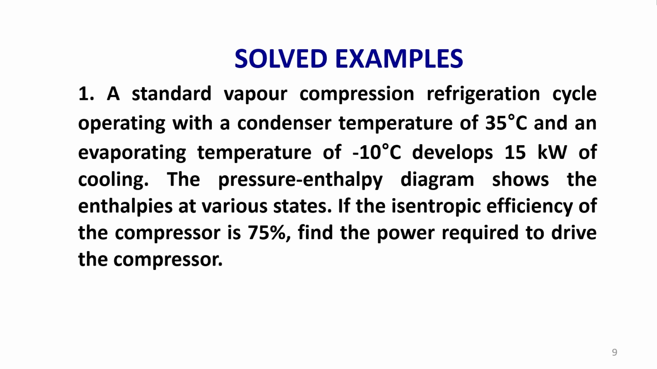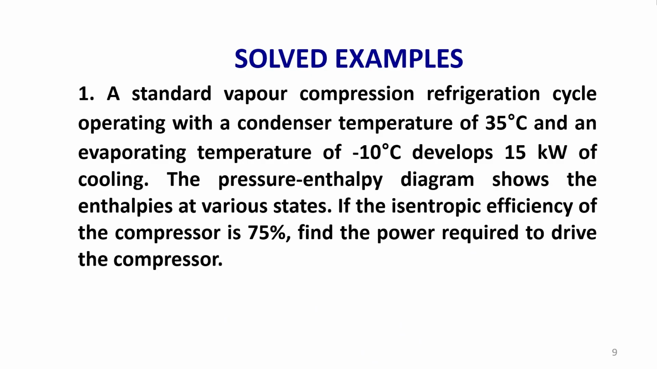So, with this background, let us solve two numericals. In the first numerical question, the enthalpy values are given, so we will not be referring to the refrigerant table. In the second numerical question, I will explain by taking the enthalpy values and the specific heat values from the corresponding refrigerant table. A standard vapor compression refrigeration cycle operating with a condenser temperature of 35 degrees centigrade. So, the condenser temperature, the high temperature, is given as 35, and the evaporator, the low temperature, is minus 10. It develops 15 kilowatt of cooling.